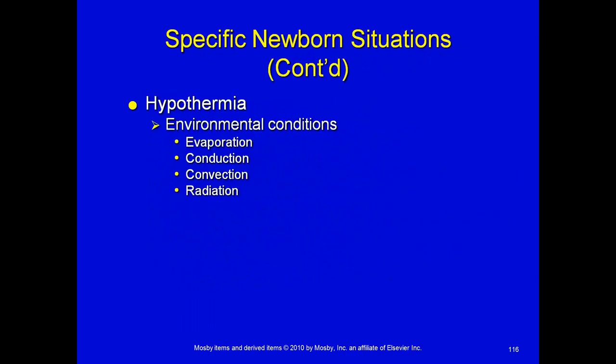We get rid of heat through a variety of factors. We evaporate heat through the evaporation of sweat. We conduct heat from our hot bodies to cooler surfaces. And as air blows across our bodies, we convect heat, much like blowing on hot soup, how it will cool the soup down. And then we radiate heat out of our heads and certainly our sides and thighs and just off our body in general.